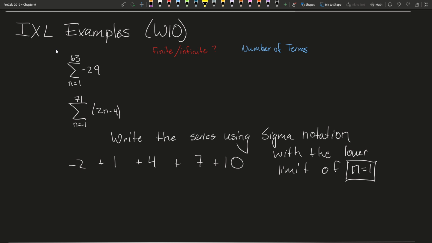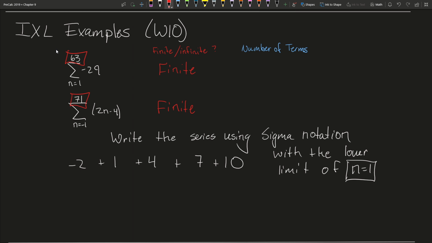Really, it's going to ask one, and then you have to answer the next one based off of that. The first thing it's going to ask you is, is it finite or is it infinite? That should be really easy to tell, because if this upper limit is just a number and it's not infinity, then it's finite. For this bottom one, the upper limit and the lower limit are both a number, so it is finite. If either one of those is infinite, then you have an infinite series. But for both of these, we have a finite series.